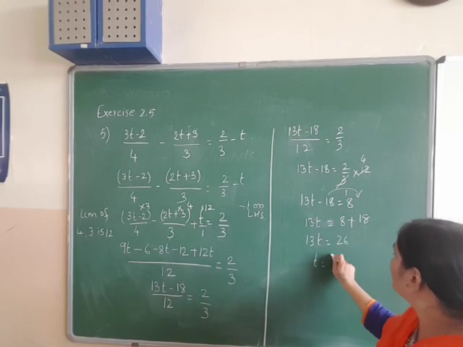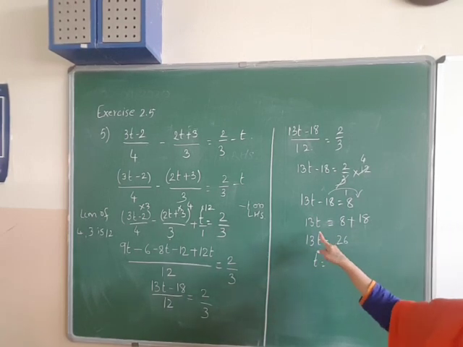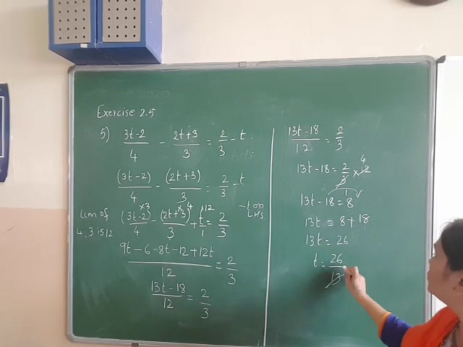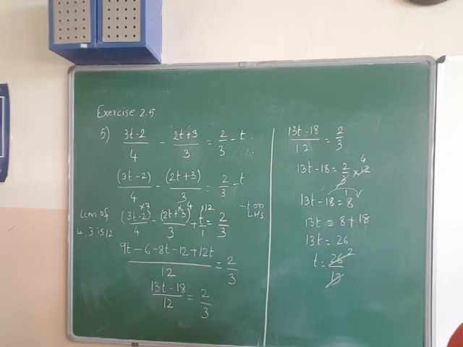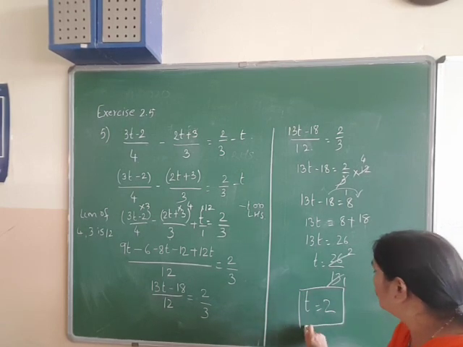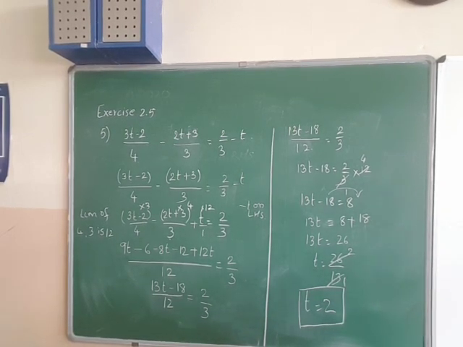So t is equal to 26 by 13. We need the value of the variable. So 13 goes to the denominator. 13 ones are 13, 13 twos are 26. The value of t is 2. The value of t is 2.